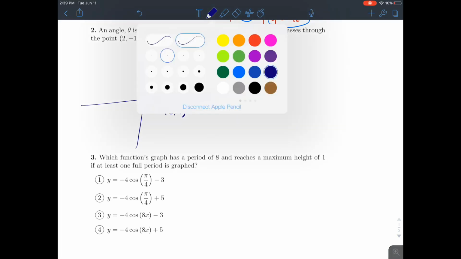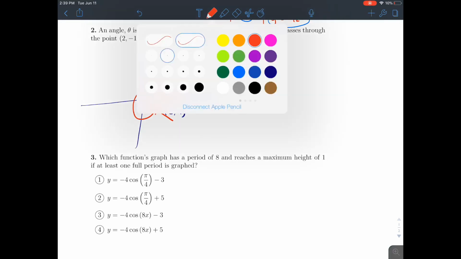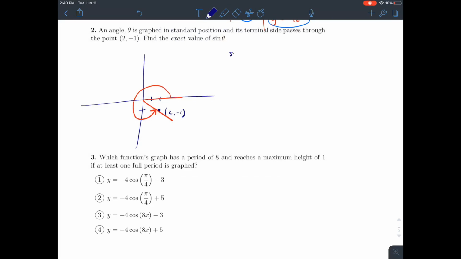All right, so let's see. I'll make the angle this. No, that's too similar. Red. So our angle is graphed in standard position, so it starts here and opens up here. I do that pretty sloppy, but I don't think it's going to affect us. Because the last thing to remember here is sine of theta is, using our coordinate plane formula, y over r. So it looks like we've got our y coordinate. We just need to calculate our r coordinate.